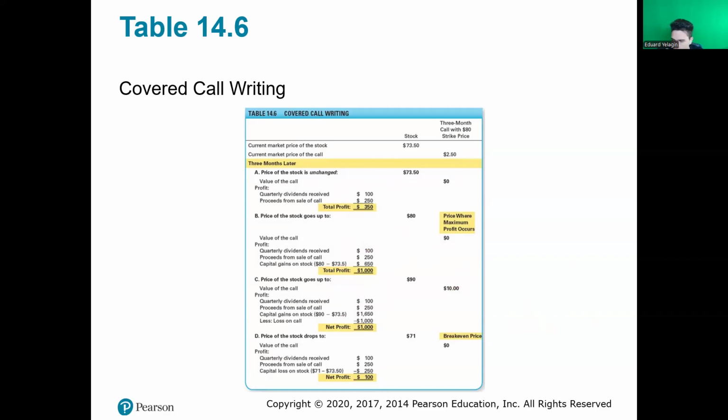If the stock keeps rising to 90, the investor still only gains the same amount, $1,000 total. Why? Because they gave up additional upside by selling the call. The call writer must sell at 80, even if the stock climbs higher. If the stock drops to $71, the investor loses $250 on the stock, but still keeps the $250 premium and $100 in dividends, netting a small profit of $100. So a covered call limits upside, but provides steady income and mild protection to the downside. It's a strategy for investors who are moderately bullish, expecting the stock to stay the same or rise just a little.